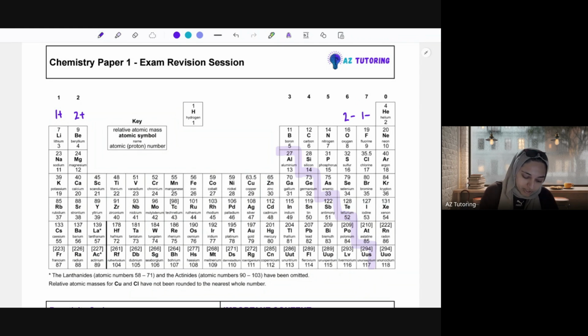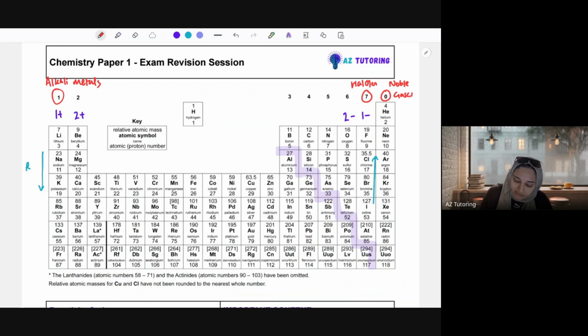I would probably also recommend putting on that as you go down group 1, the reactivity increases. So I can just say reactivity increases that way. And for group 7, the reactivity increases as you go up. So remember, it's the opposite for each of these. You have to know the names of each of these as well. Group 1 are your alkali metals. You've got group 7, which are your halogens. And then you've got group 0, which are the noble gases.